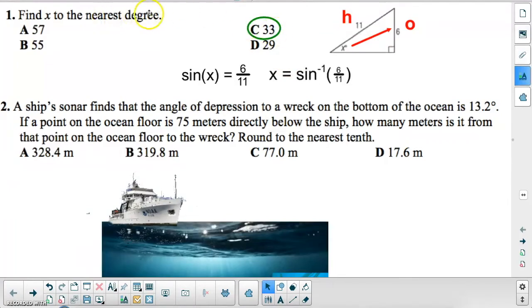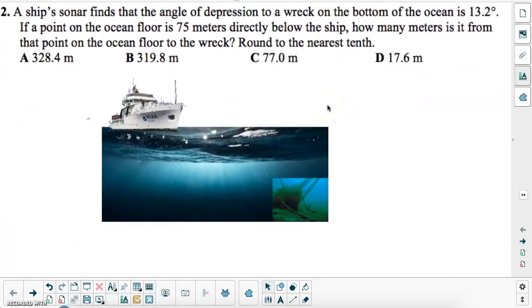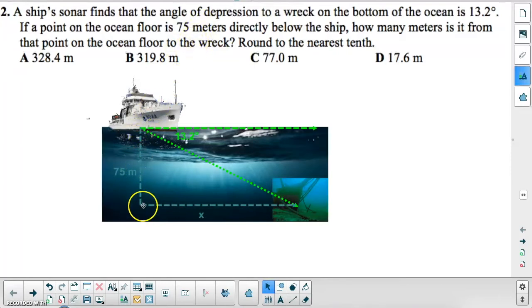to the nearest degree. On number 2, what a lot of people missed on this one was misdrawing the diagram. So I have an illustration here of what this would look like. We have a ship, and the sonar is detecting this shipwreck on the bottom of the ocean. The angle of depression to the shipwreck is 13.2 degrees. The angle of depression is from that horizon line, or from the surface of the water, down to the shipwreck. Below the boat, directly below the ship, is that 75-meter distance.